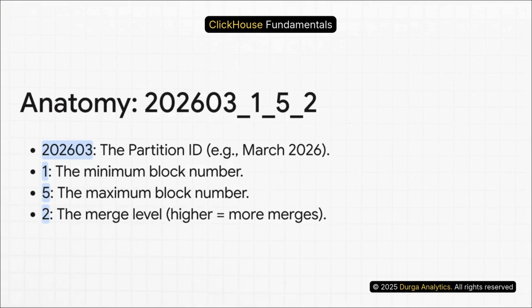Let's break one down. Imagine you see 2026-03-1-5-2. The first part, 2026-03, that's your partition key. So in this case, it's data from March of 2026. The next two numbers, 1 and 5, represent the minimum and maximum data block numbers inside this part. And finally, that last number, 2, that's the merge level. A higher number here means the data in this part has been through more merge cycles. You can literally diagnose the health of your table just by learning to read these names.